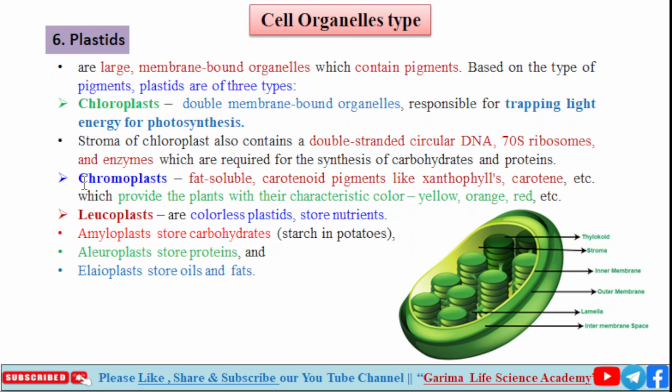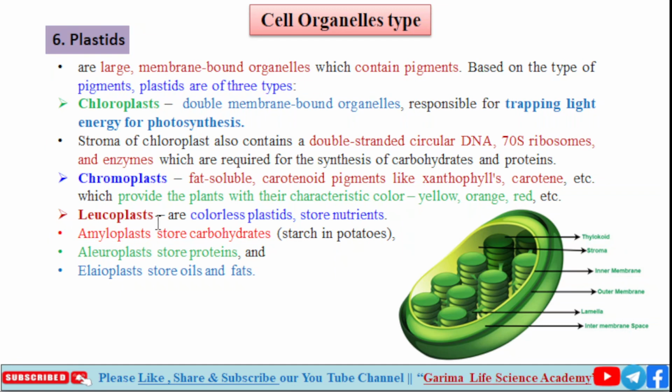The second class of plastid is chromoplast. It contains fat soluble carotenoid pigments like xanthophyll and carotene. These provide the plant with its characteristic colors like yellow, orange and red. So xanthophyll and carotene are responsible for the yellowish, orange and red color of different plants and their products.